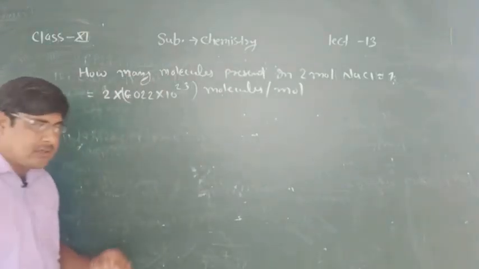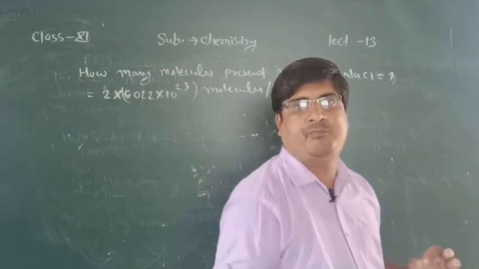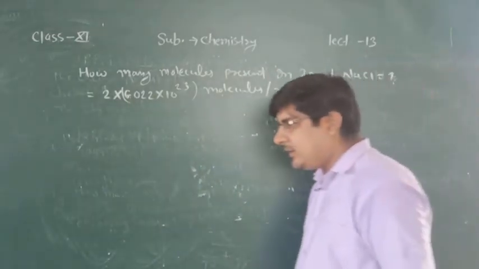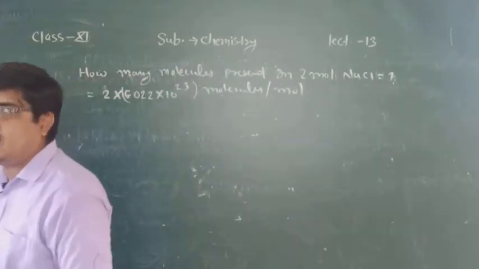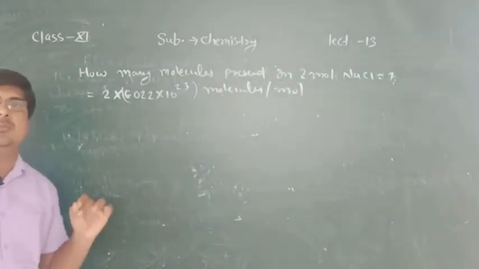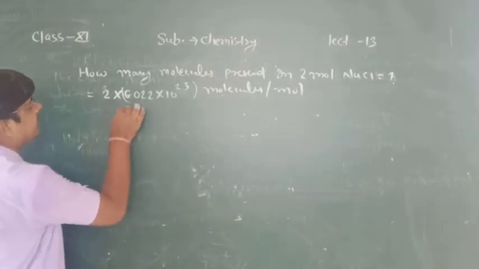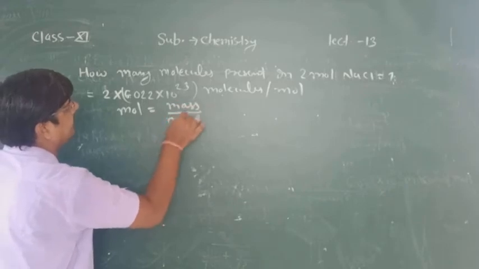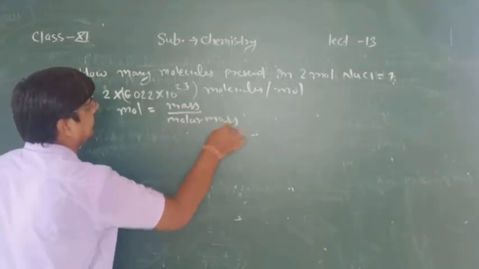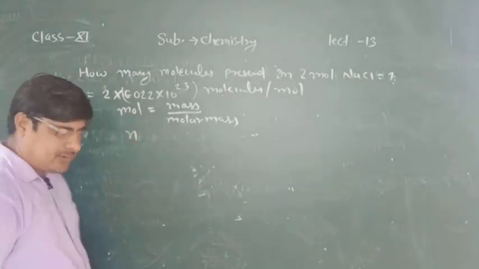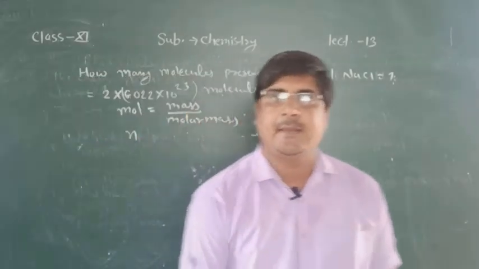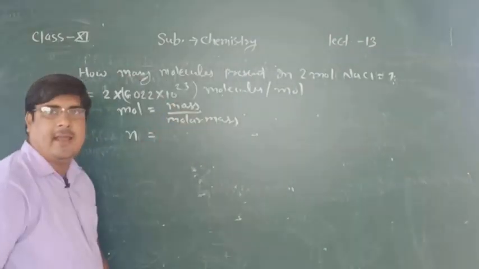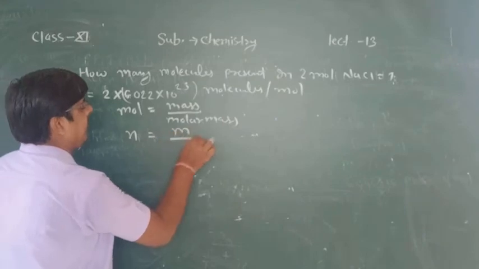And another thing that is very important, how can we calculate the mole? Mole can be calculated by a formula, and the formula is that mole is equal to mass upon molar mass. The symbol of mole in SI unit, that I have already told to you, is n, and the mass or weight you can denote by small m or W. So n equals m upon M.